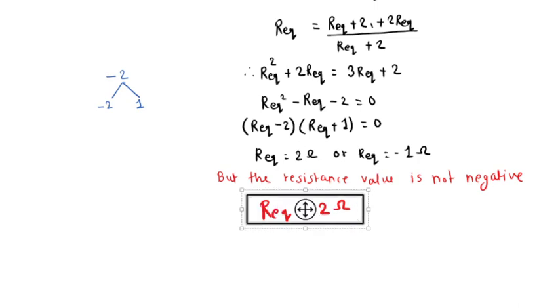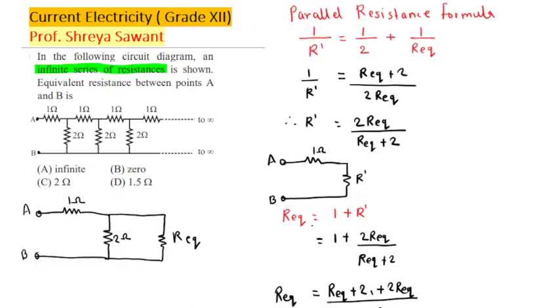So this is a multiple choice question. Let's select which option is right. Option C is the right answer. R equivalent is equal to 2 ohm. Hope you understood very well.